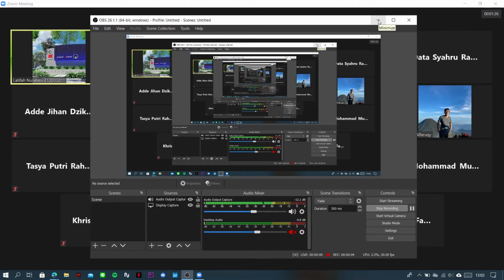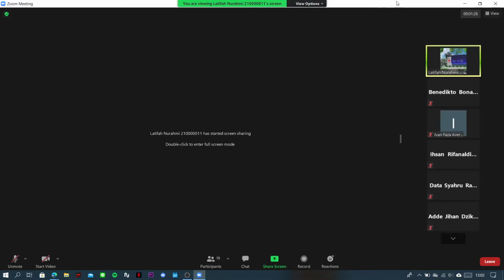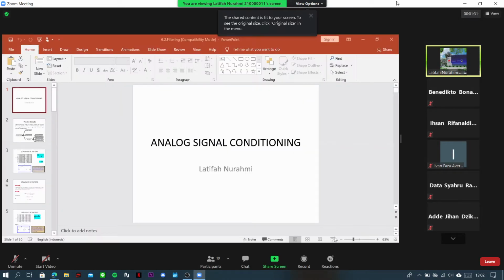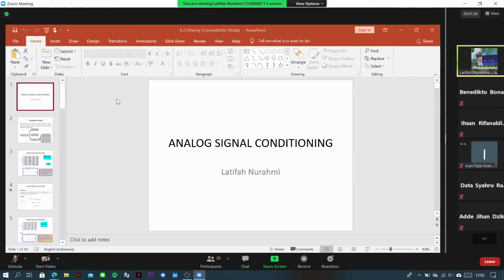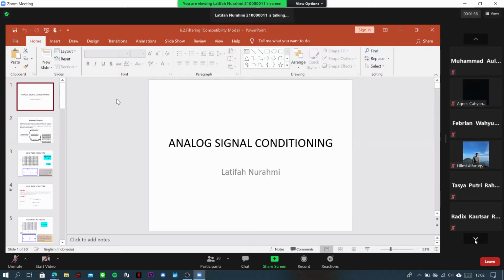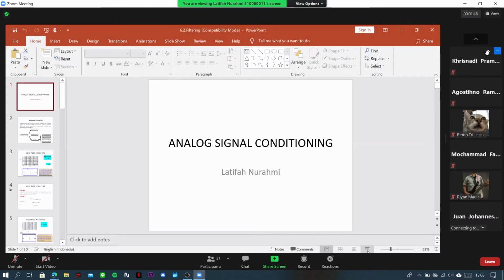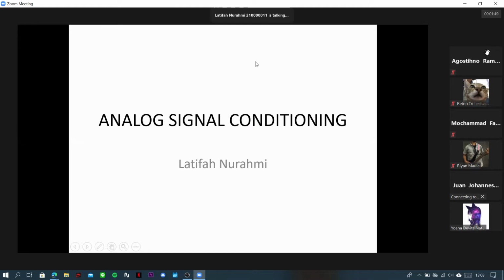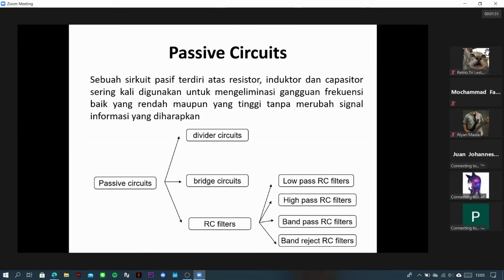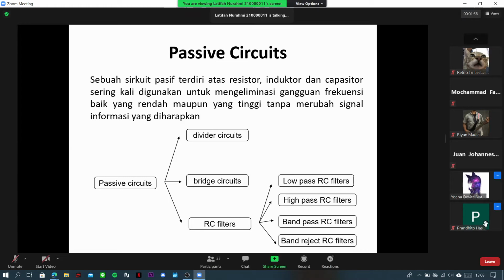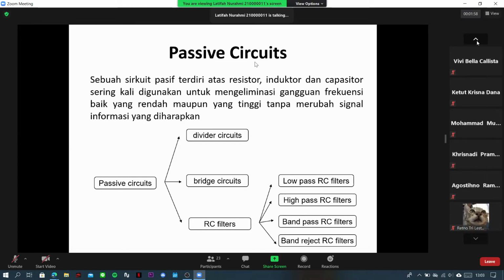Today we are coming to the filtering. Last meeting we finished the circuits. On Monday we finished the bridge circuits and divider circuits, the Wheatstone bridge. Now we are coming to the RC filters.